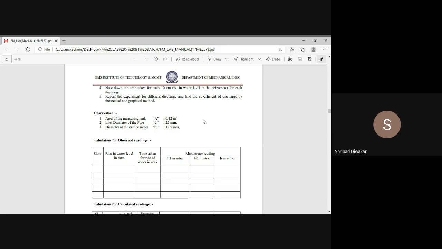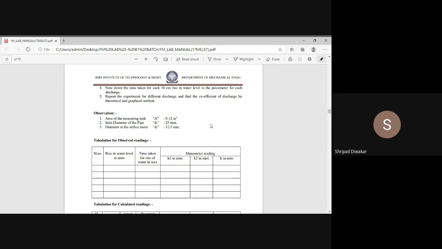Meantime, I'll explain what you mean by coefficient of discharge. The coefficient of discharge is a term which plays a very important role in fluid mechanics. It is defined as the ratio of actual discharge to theoretical discharge. Actual discharge is whatever discharge you find out experimentally, and theoretical discharge is what you get using the theoretical formula. Hence, you are going to compare the actual discharge and theoretical discharge and find the ratio.